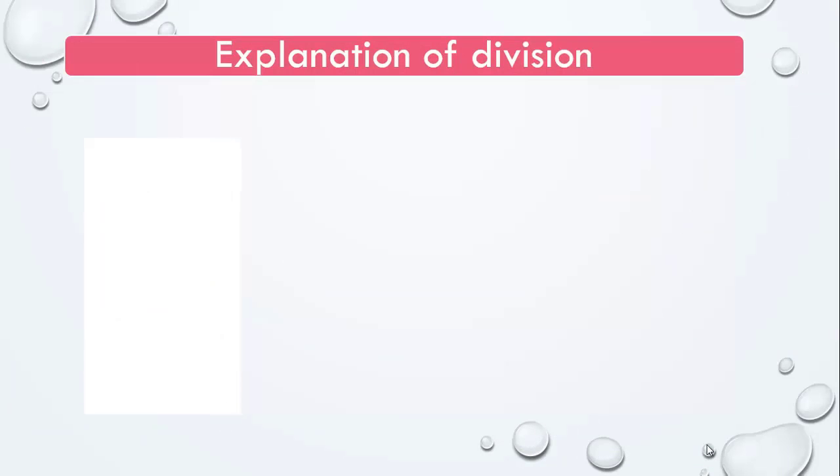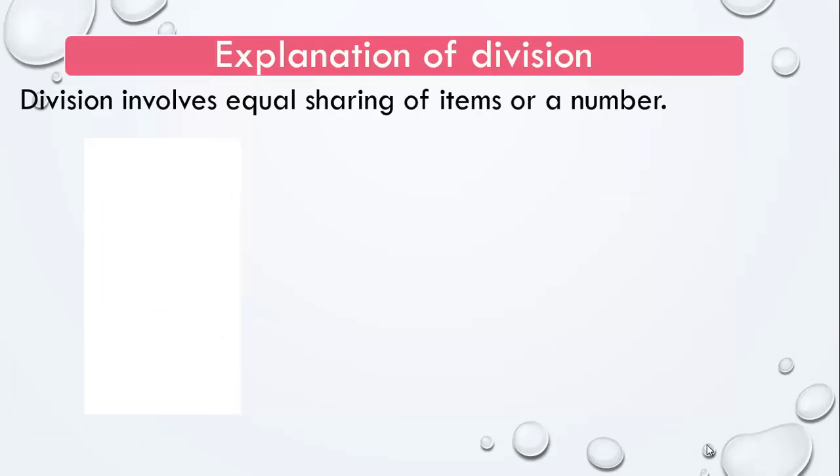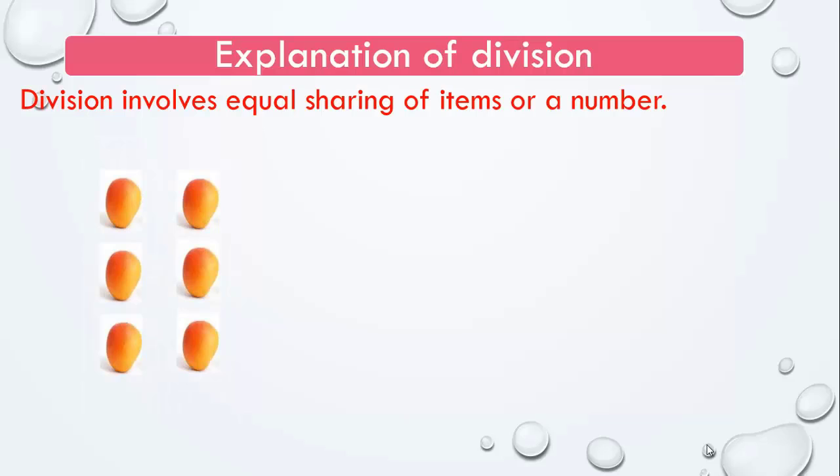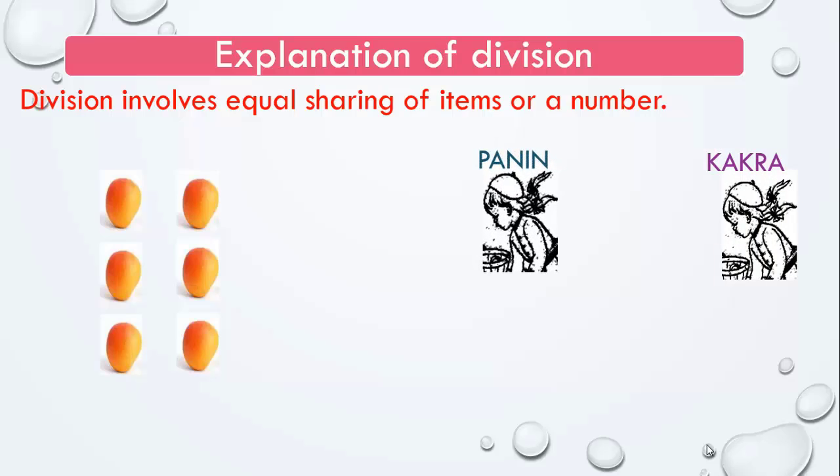Explanation of division. Division involves equal sharing of items or a number. Consider dividing 6 mangoes among 2 children, one named Kakra and the other named Penny.